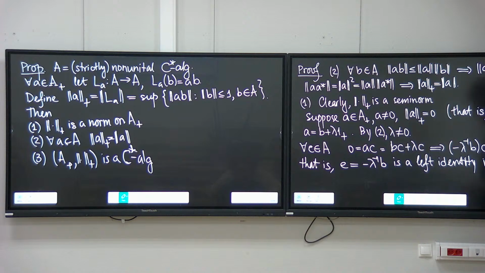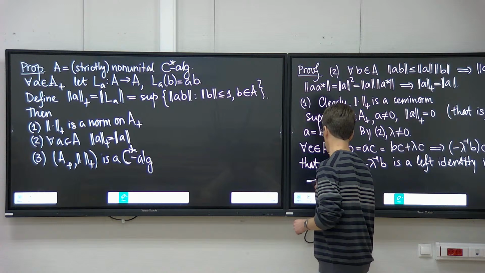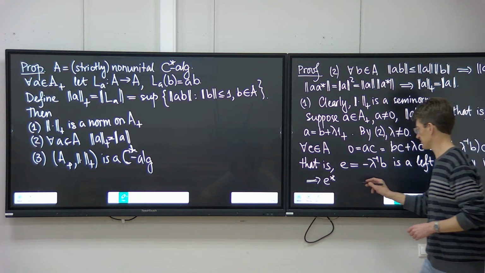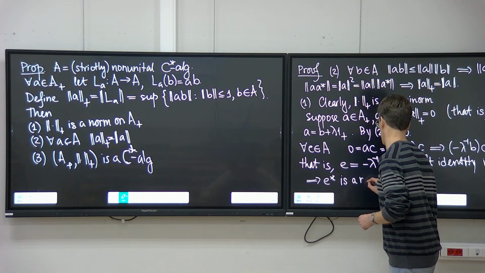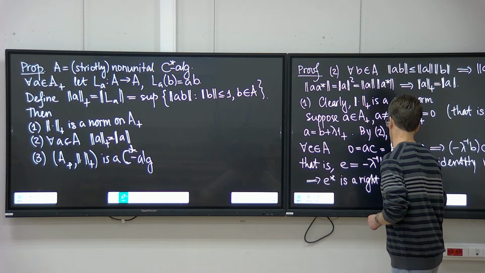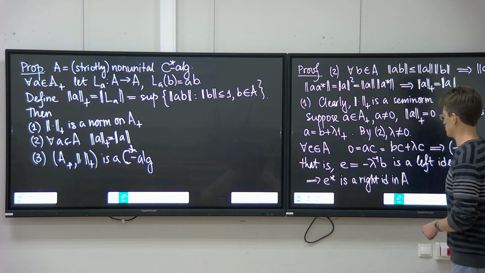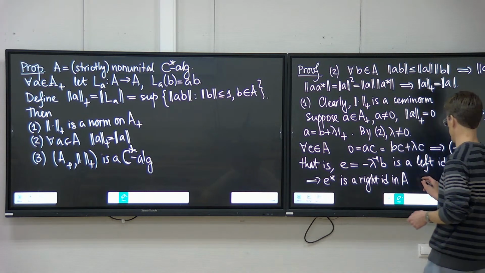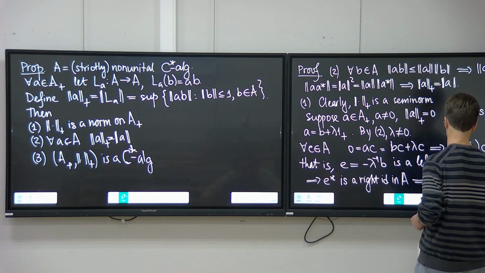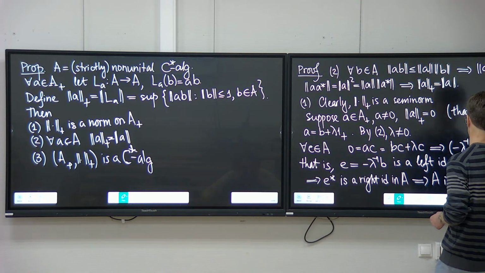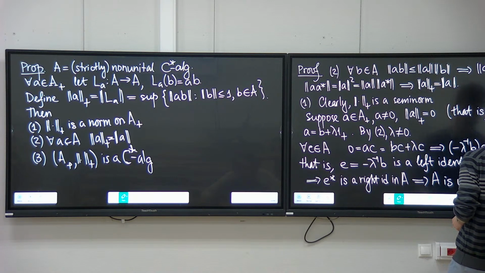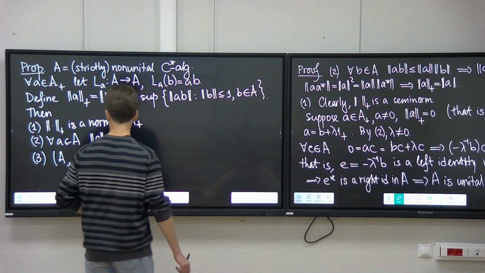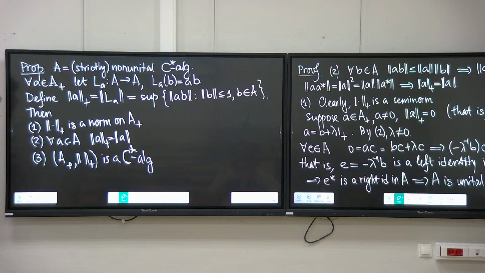If you now take the adjoint of this element, by using the axioms of the involution, we easily see that e star is a right identity in A. But it's a simple algebraic exercise that if an algebra has a left identity and a right identity, then it is unital. So A is unital, which is a contradiction, because A was assumed to be strictly non-unital. Okay, so this shows that this new norm is indeed a norm on A plus.